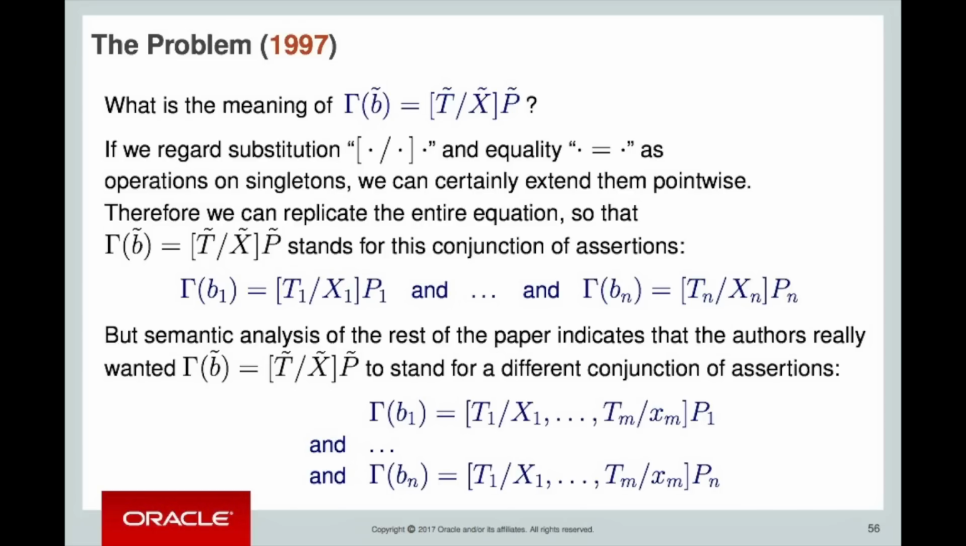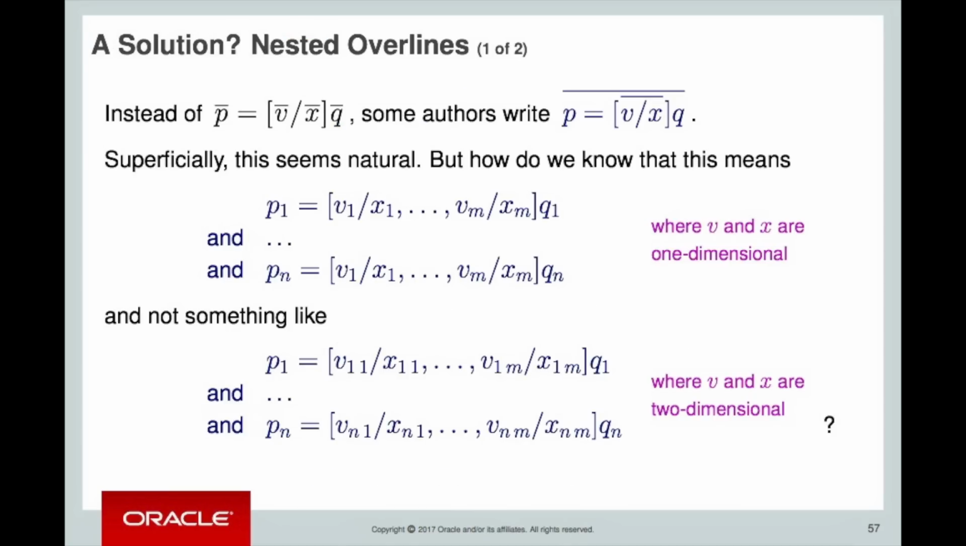There's a reasonable thing to try to write. This notation wasn't up to it. So, a possible solution is nested overlines. Instead of writing, and here I've switched to overline notation, overline p equals overline v for overline x and overline q, some authors write a big overline over the whole thing, p equals, and then another overline over v slash x to indicate that they're separate, applies to q.